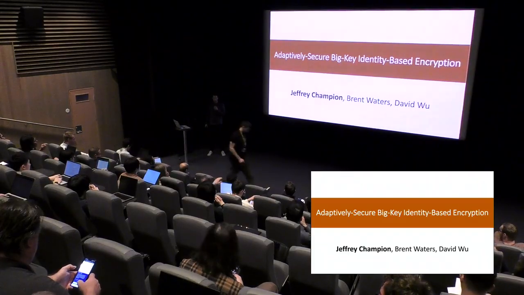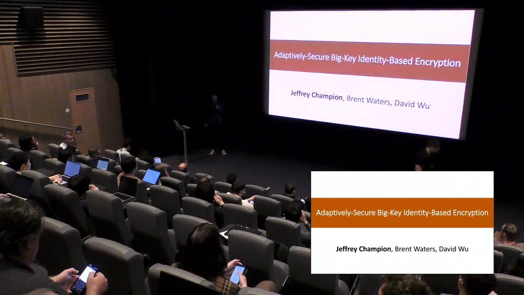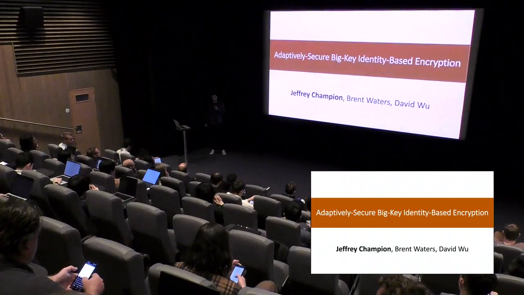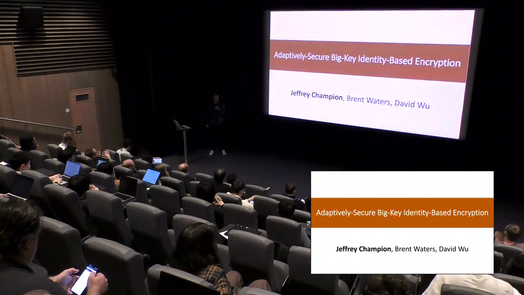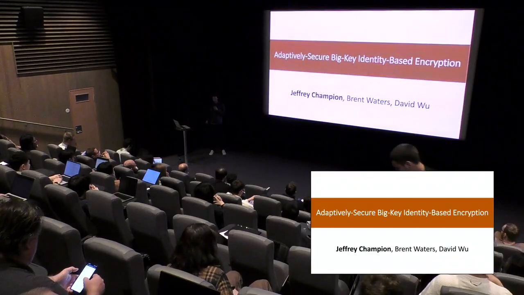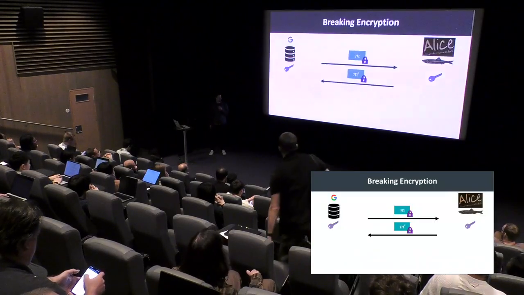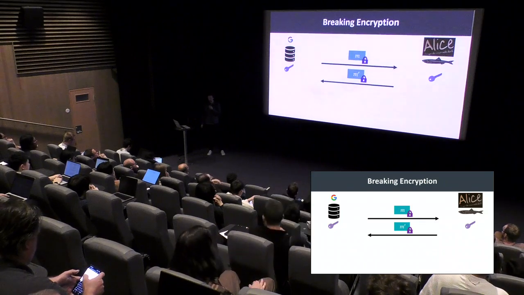Okay, hello everyone, I'm Jeff, and today I'm going to be talking to you about adaptively secure big key identity-based encryption, which is joint work with Brent Waters and David Wu. So to start, we're going to be talking about breaking encryption.